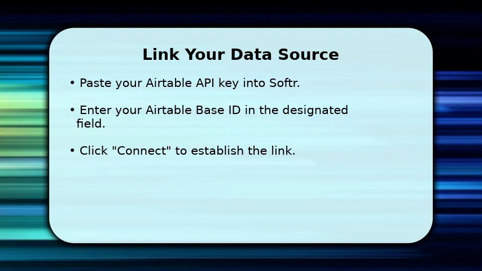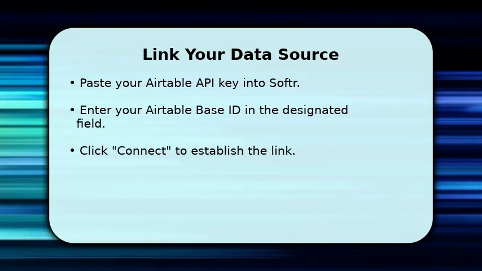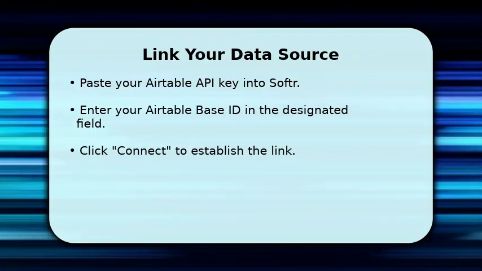Now, let's establish the connection. Paste the Airtable API key you just copied into the corresponding field within Softr. Then, enter your Airtable base ID into its designated input area. Once both are correctly entered, click the Connect button. Softr will then attempt to link with your Airtable base. A successful connection will be indicated by a clear status message, confirming your data source is ready.